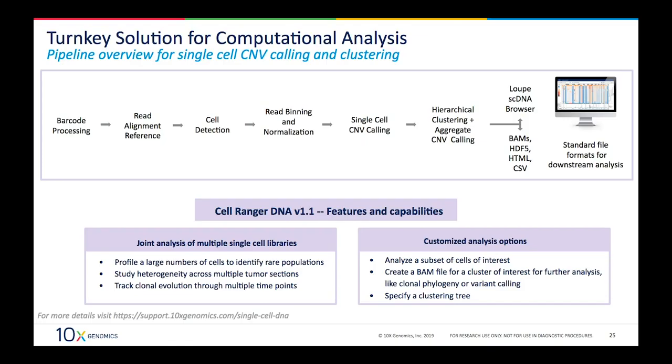So you also have some customized analysis options, such as analyzing a subset of cells of interest. You can create your own BAM file of clusters of cells and zoom in onto the individual cells that you're interested in.